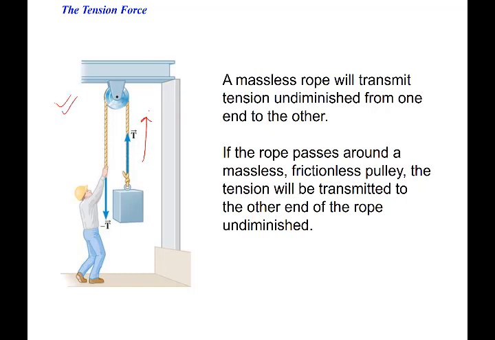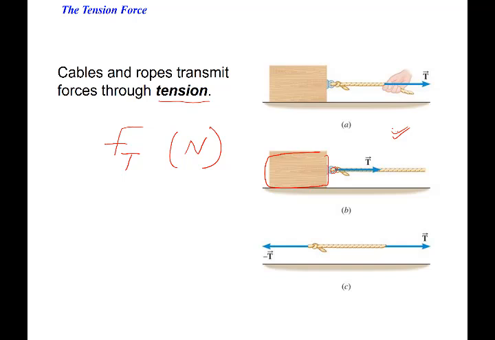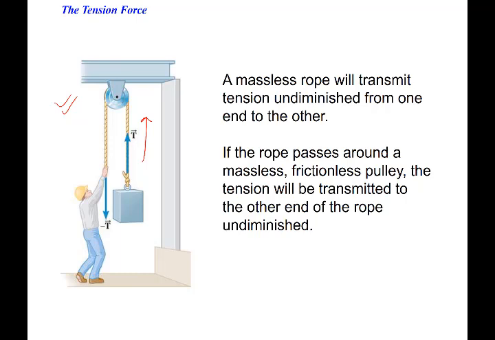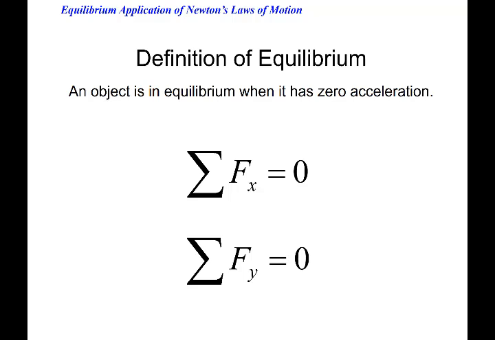There can be different scenarios in which tension force can be visualized. This is also an example of tension force, and this is also an example of tension force. Tension forces can be applied horizontally or vertically. If a rope is passing around a massless, frictionless pulley, the tension will be transmitted to the other end of the rope undiminished. So there's no friction, there's no loss. This has widespread applications. Even in elevators we are using this concept.